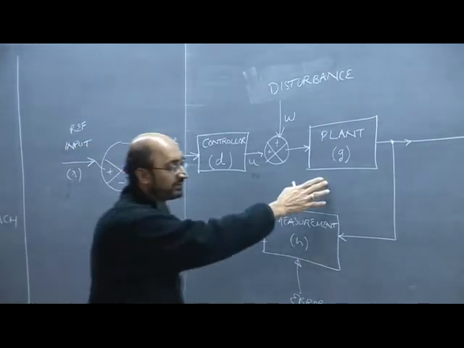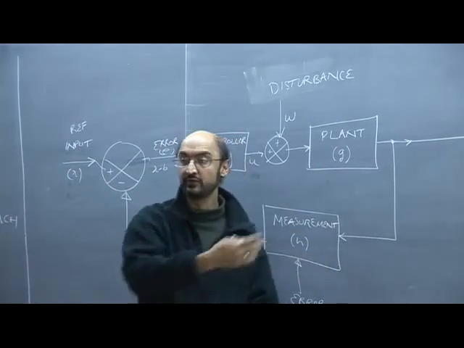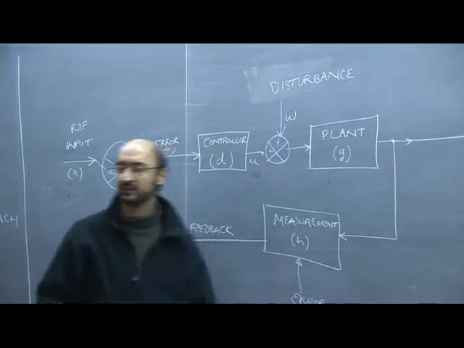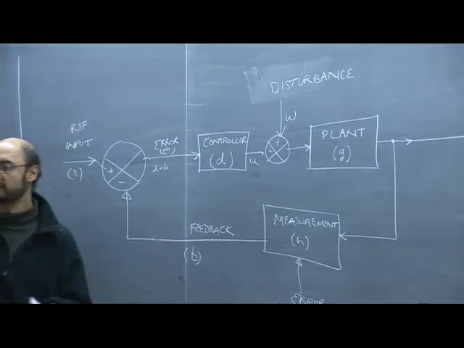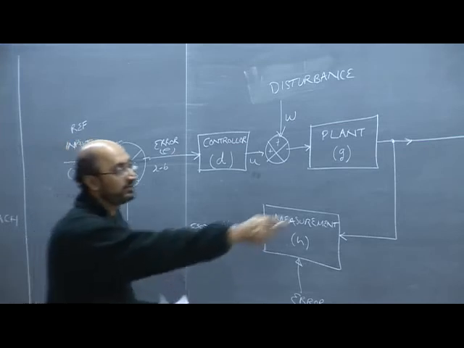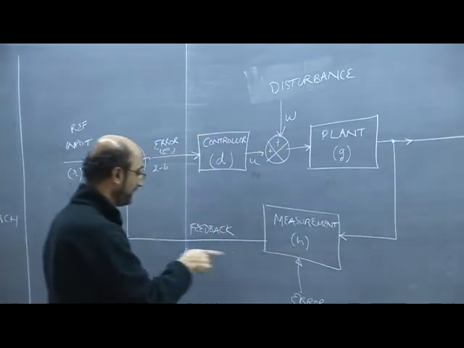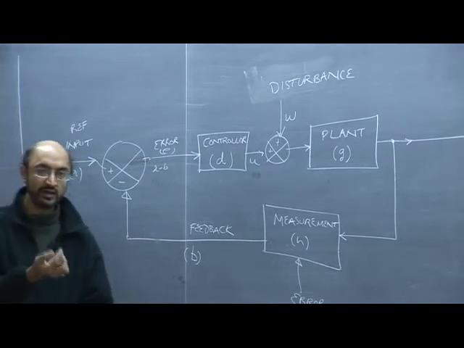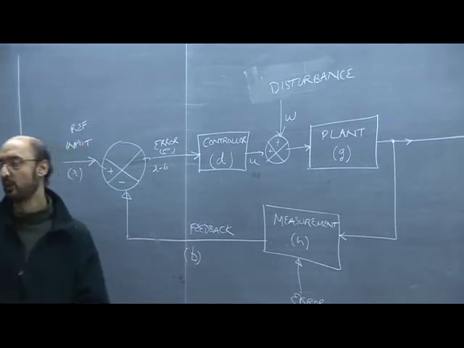But the output of the plant is not the meter reading. The output of the plant is the gas, okay? So the meter reading is not the same as the gas. The meter reading is just one attribute of the output, okay? And that's why the output is Y, but the feedback is B. So B is not the same as Y. B is a way to quantify Y.